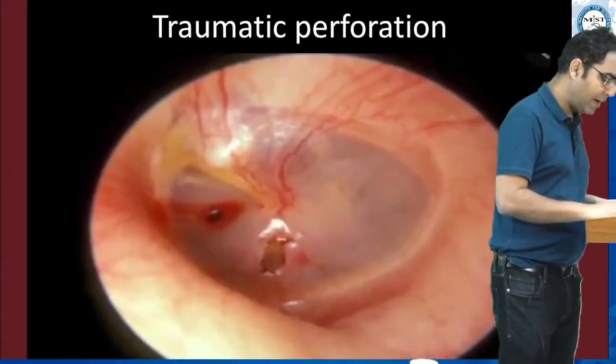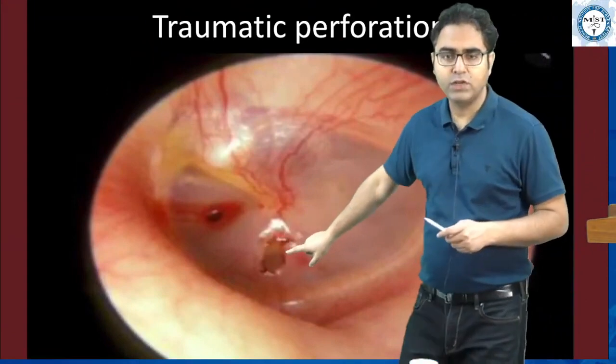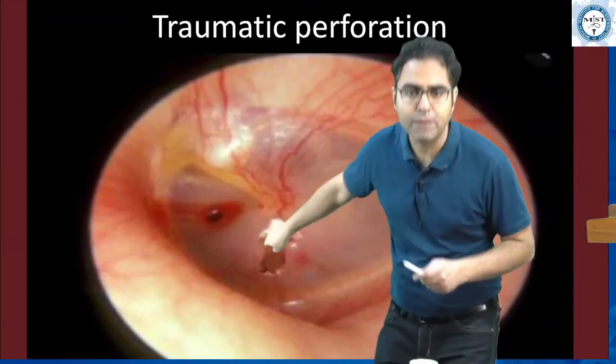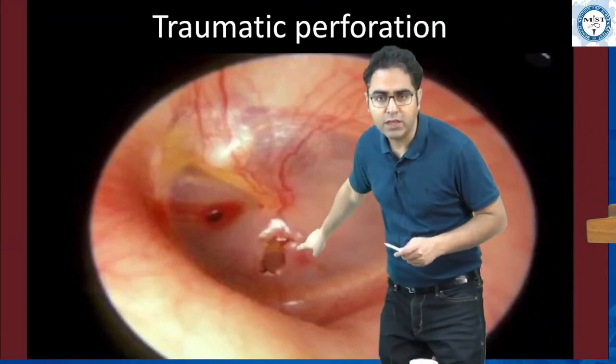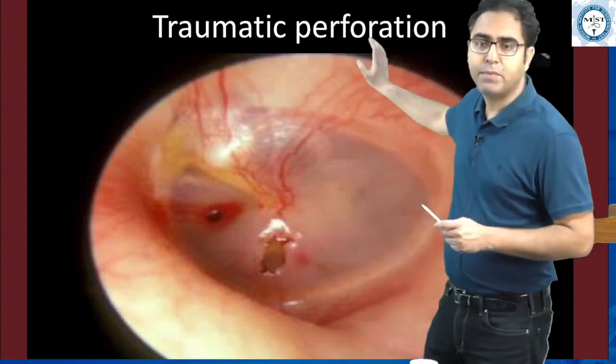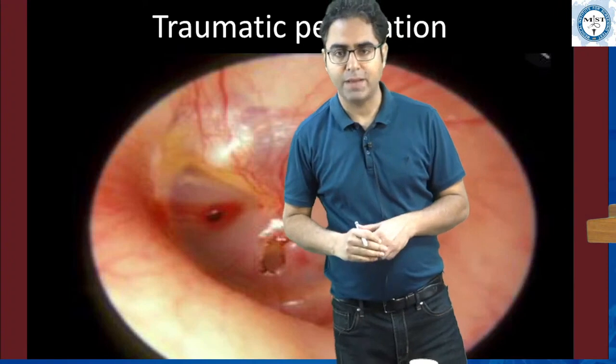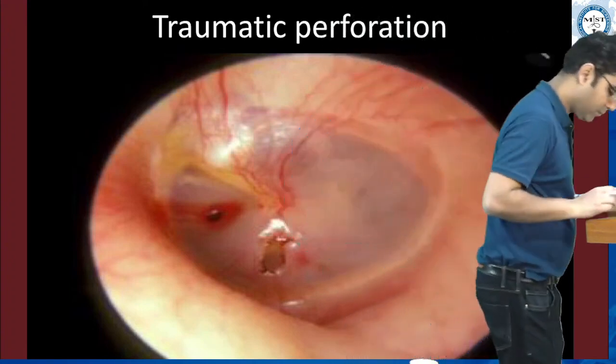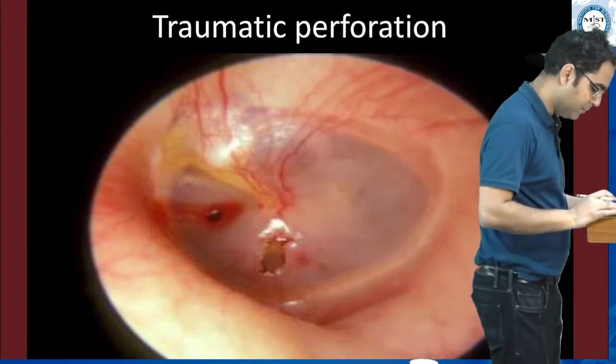Can you see a traumatic perforation, beta? Can you see the earbud has gone through the tympanic membrane and it has damaged it? It has caused a perforation of the tympanic membrane. And this is called traumatic perforation of tympanic membrane, beta. Am I clear? Fine.